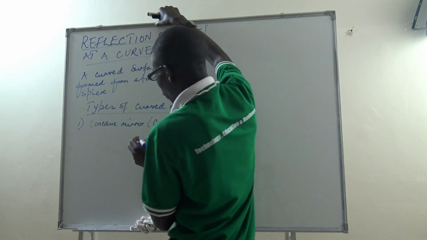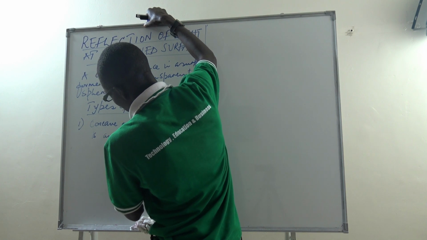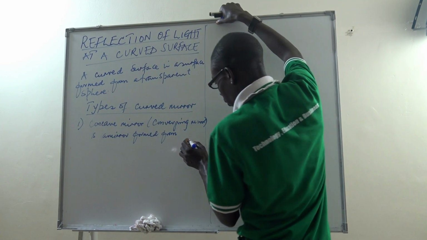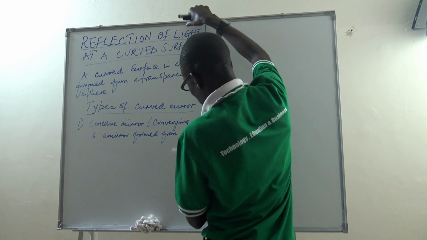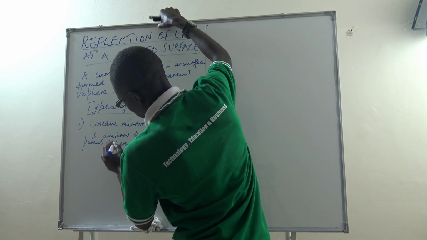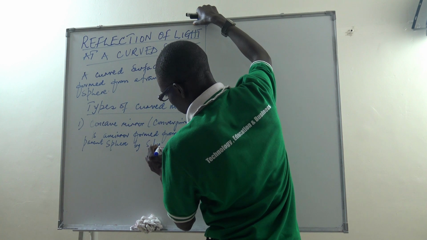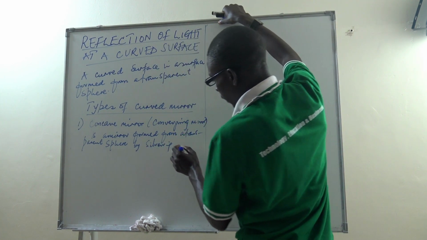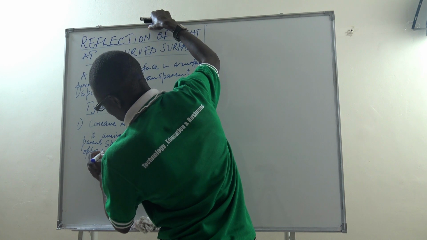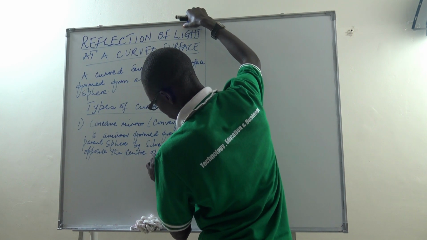We shall say, what is a concave mirror? We shall say it is a mirror formed from a transparent sphere by silvering a side opposite the center of the sphere.